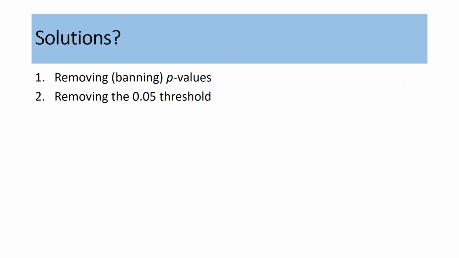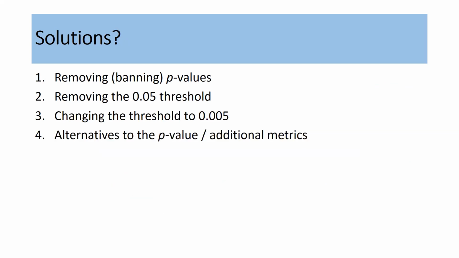Some of the solutions are removing or banning p-values, which I'm not going to talk about because I think most statisticians agree that there is a place for statistical testing, but the fault lies not with the p-values themselves, but how they're misused. The second solution is to remove that 0.05 threshold. Third is to change the threshold from 0.05 to 0.005. Fourth, presenting additional metrics over and above the p-value or instead of the p-value. And lastly, improved reporting and interpretation.